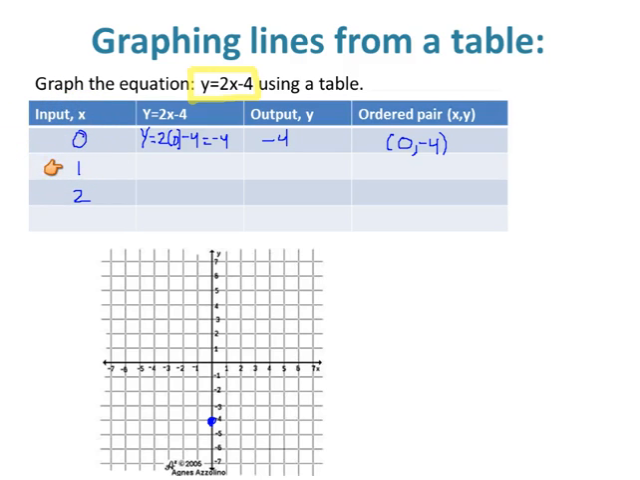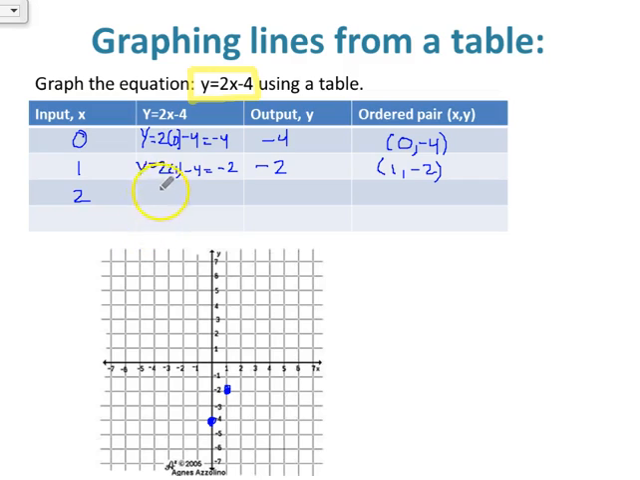If our x value is 1 and we're plugging it into the same pattern, we would have y equals 2 times 1 minus 4. What do we get? 2 times 1 is 2. 2 minus 4 is negative 2. So our output, when we plug in 1, is negative 2. So our ordered pair would be 1, negative 2. So let's plot that point. Let's do one more point.